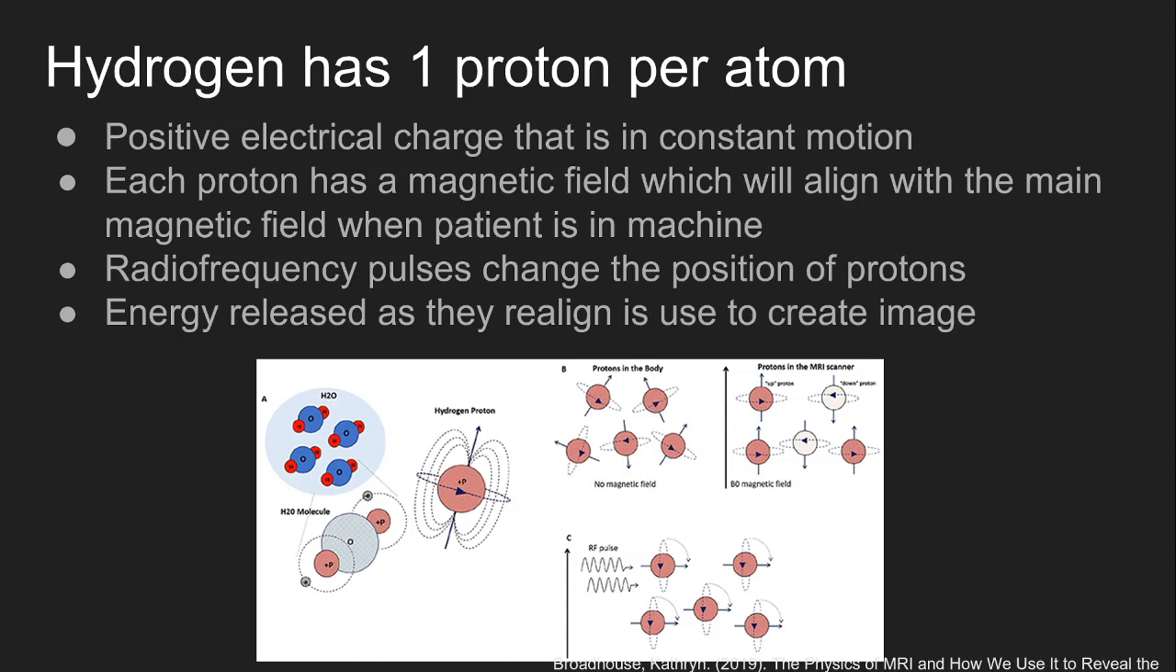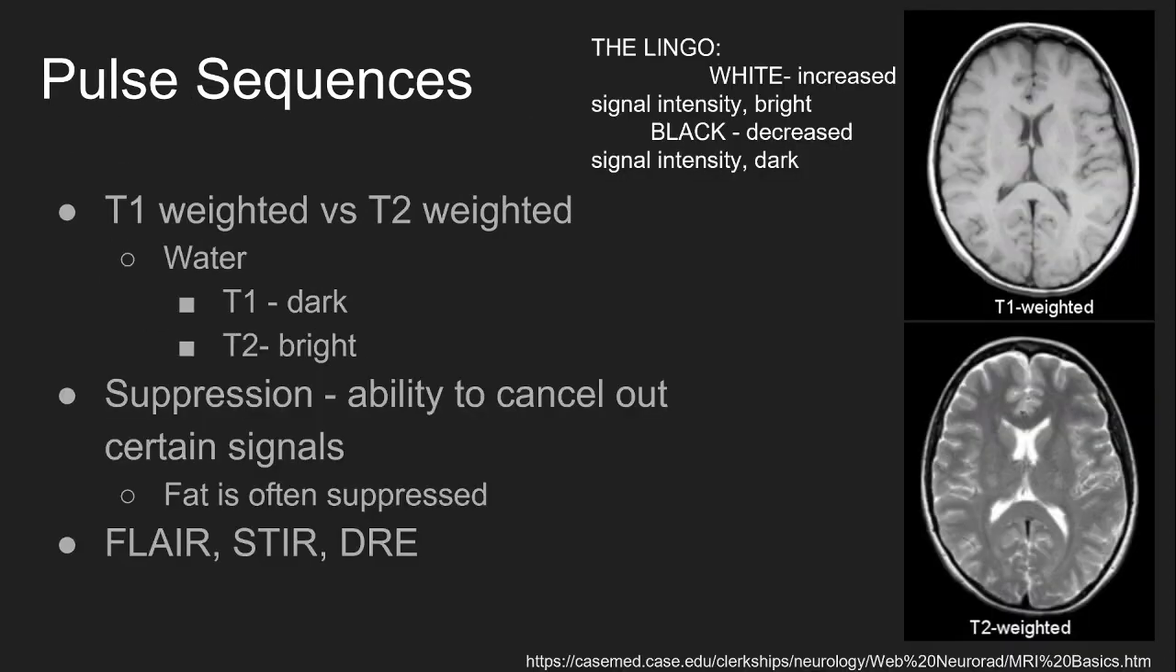When a patient enters the machine, all of the individual magnetic fields of the protons align, either parallel or anti-parallel, with the much more powerful magnetic field generated by the MRI machine. It is now that the transmitter coils I mentioned on the last slide send radio frequency pulses. These displace the protons. When the radio frequency pulse is stopped, the protons realign with the main magnetic field. This process gives off energy, which is detected by the receiver coils.